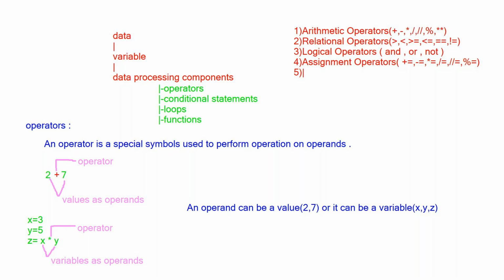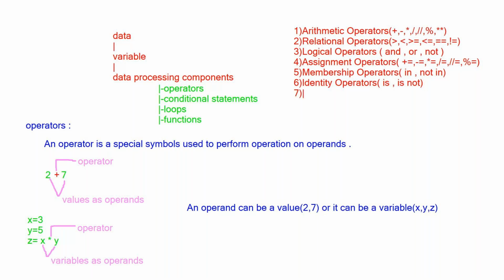The fifth one is membership operators. What are the membership operators? In, comma, not in are called membership operators. And the sixth one is identity operators: is, comma, is not. These are called identity operators.